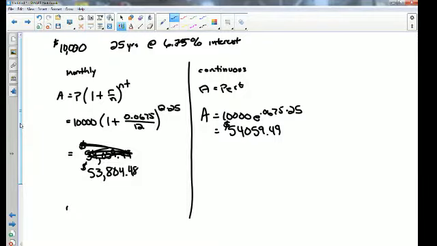So this is basically plugging and chugging on these problems. Take what you know and plug it into the formula, and either algebraically solve for one of these or get the answer out the back like we did. Okay.